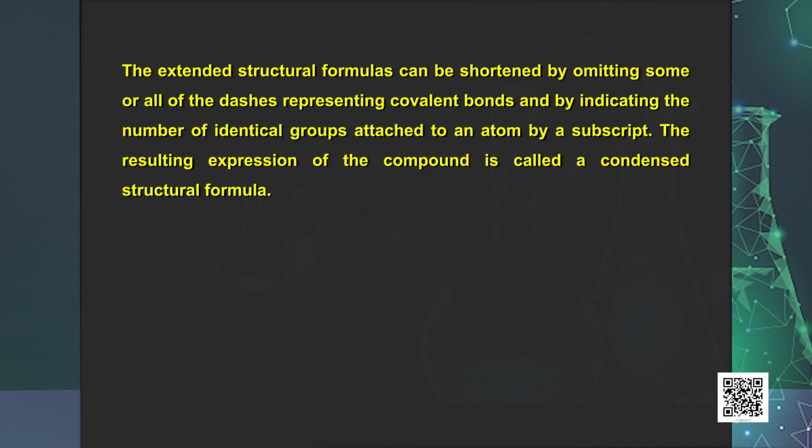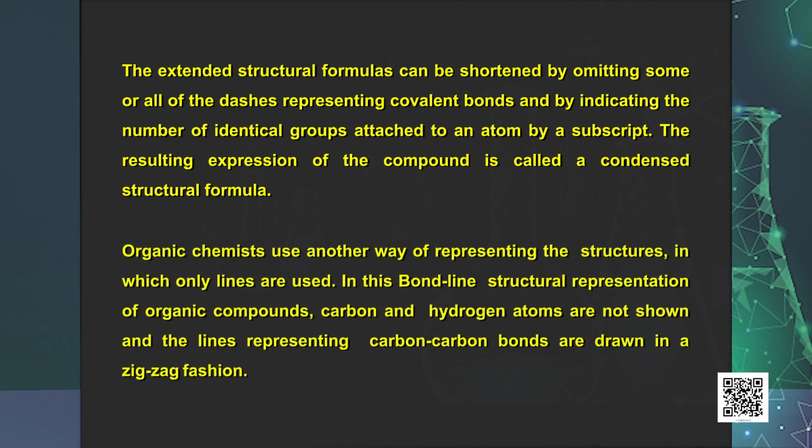The extended or the complete structural formula can be shortened by omitting some or all of the dashes representing covalent bonds. This can further be reduced by indicating the number of identical groups attached to an atom by a subscript. The resulting expression of the compound is called a condensed formula. For further simplification, we use another way of representing the structures in which only lines are used.